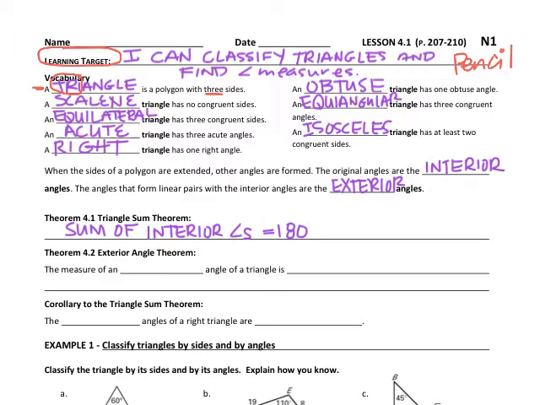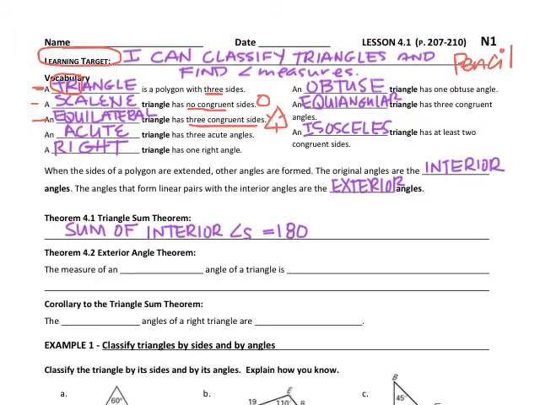Tri. So scalene triangles have no congruent sides, so 0 sides congruent for a scalene. Equilateral triangles have 3 congruent sides. So you may see a picture of a triangle with 3 tick marks, 1 tick mark for each side, and that indicates that it's an equilateral triangle.